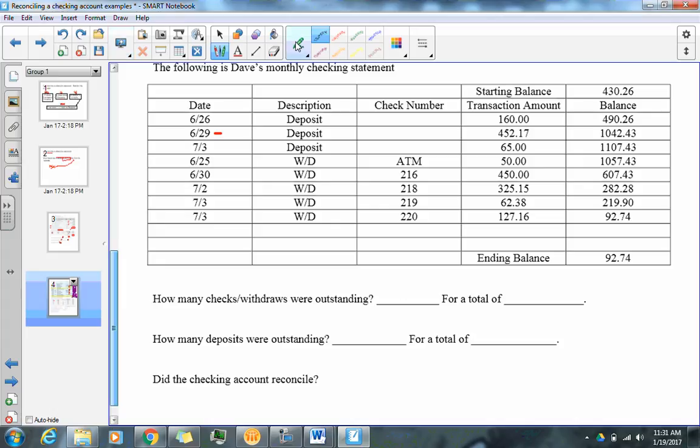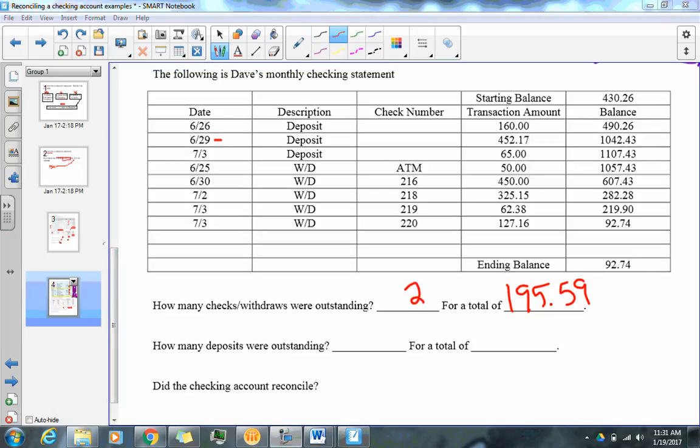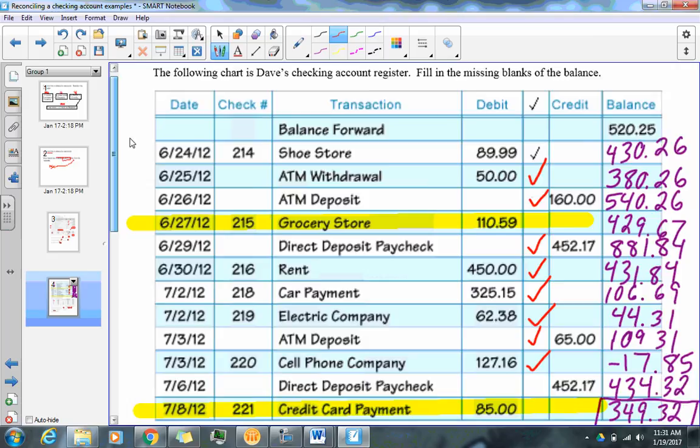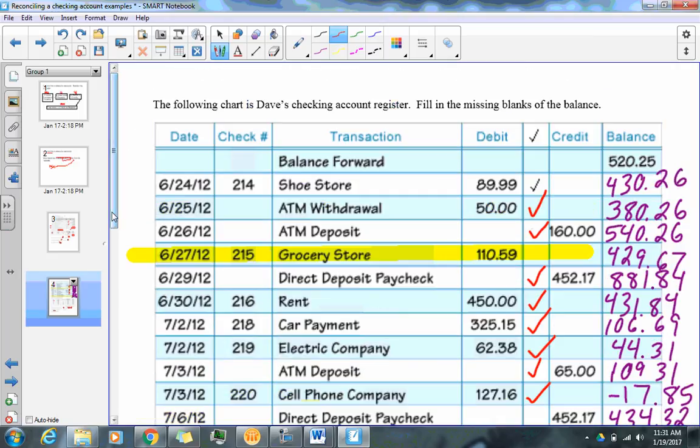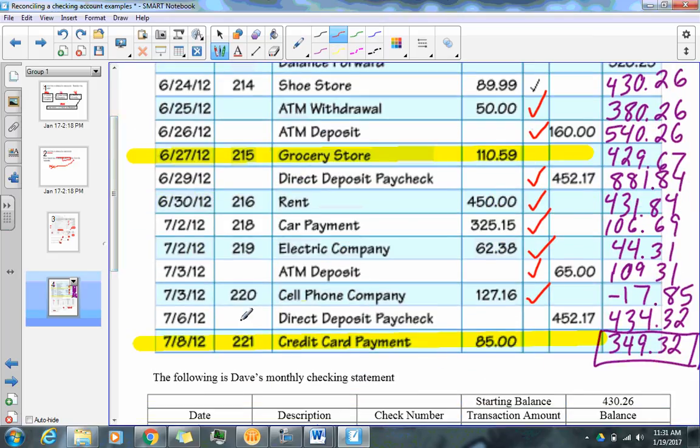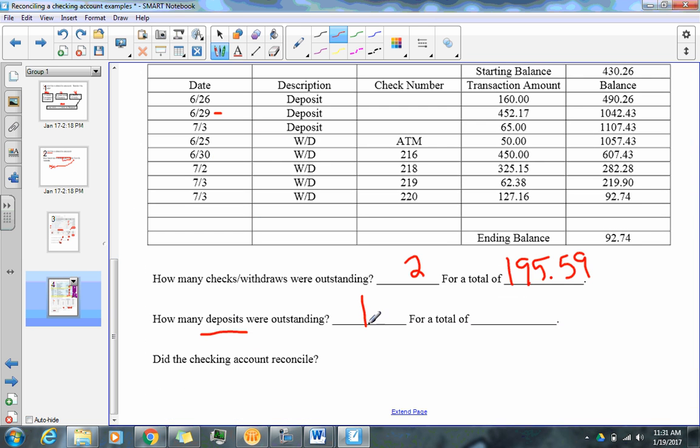Let's use. There were two checks for a total of $195.59. Now, how many deposits were outstanding? So how many deposits did not clear? Let's see. I think I saw one. Oh, there it is right here. This deposit right here of $452.17. So there was one outstanding deposit for $452.17.